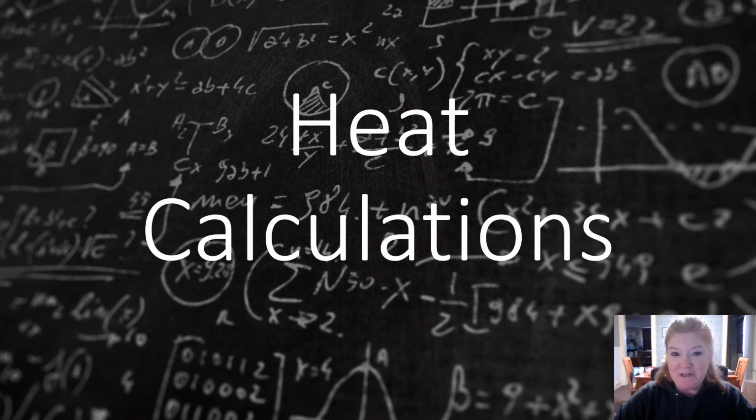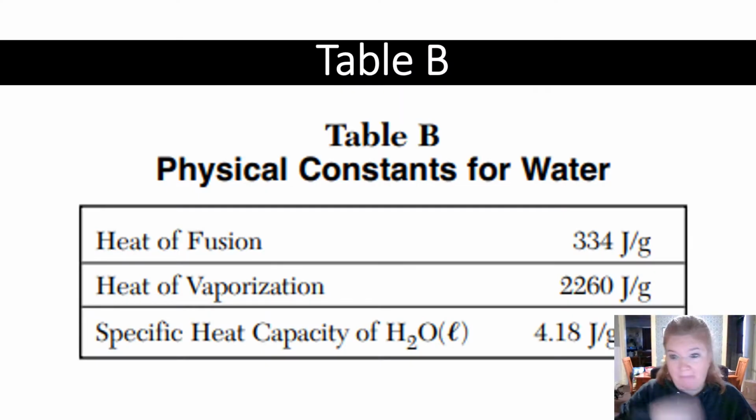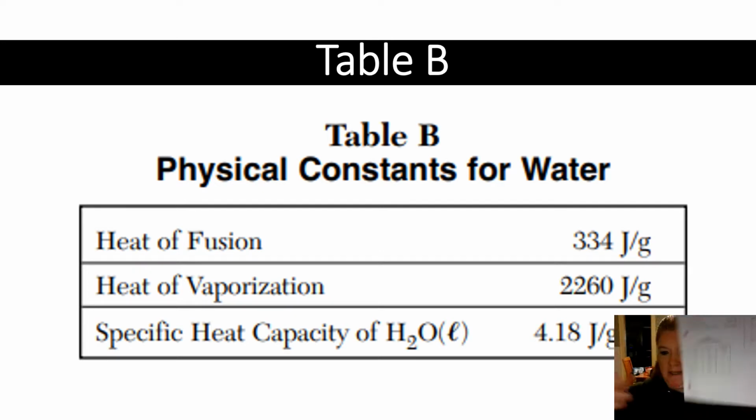All right, it is time to talk about heat calculations, the problems. So what reference tables will you use? Okay, first of all, table B, physical constants for water. So here's my reference table. You can see right here, table B.